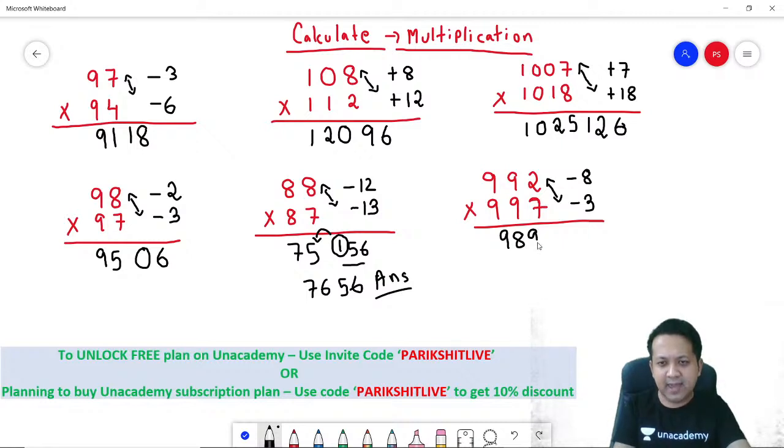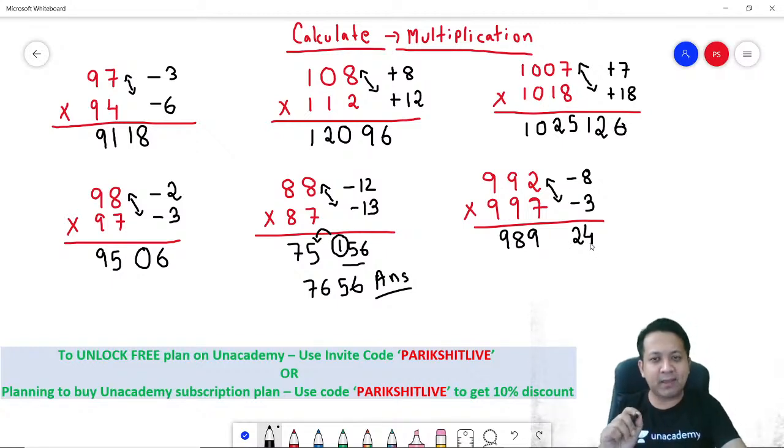And then minus 8 into minus 3 is how much? 24. Now remember, with what are you comparing? You are comparing it with 1000. How many zeros does 1000 have? 1000 has got 3 zeros.